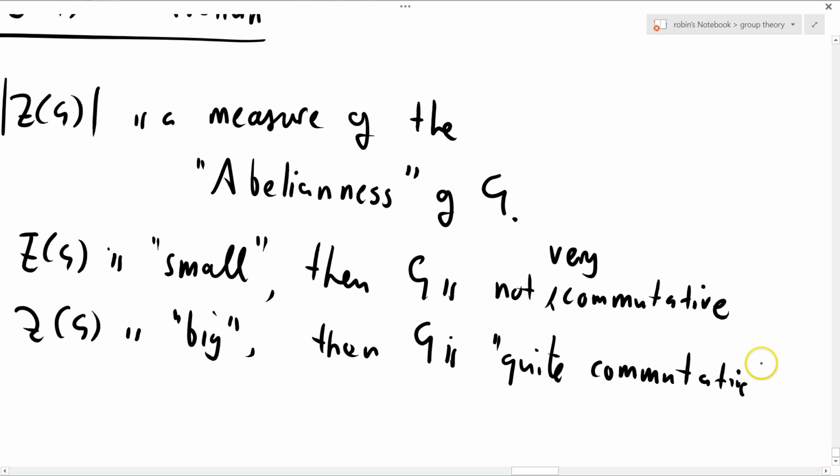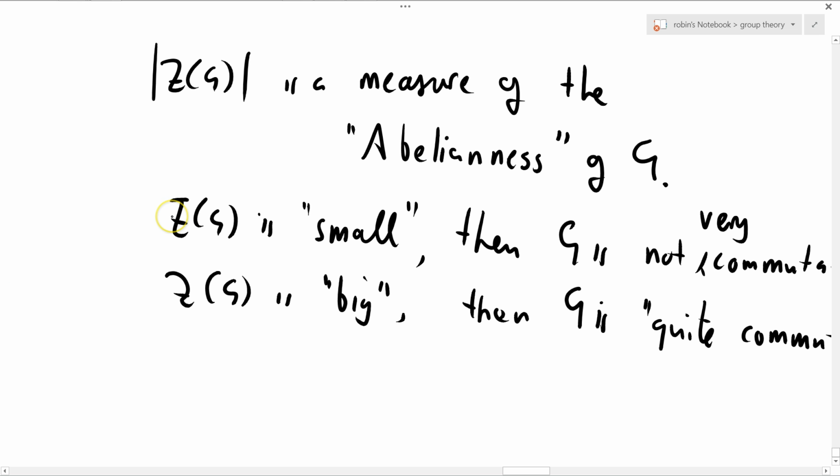So I'm using quite intuitive language here. I just want you to understand that the centre of the group is a measure of how commutative it is. And if Z of G is the whole group, then it's completely commutative. If Z of G is small, then it's not at all commutative. But it can give you an idea of how commutative G actually is. Okay, I'm going to stop there. I'll give you some examples next.